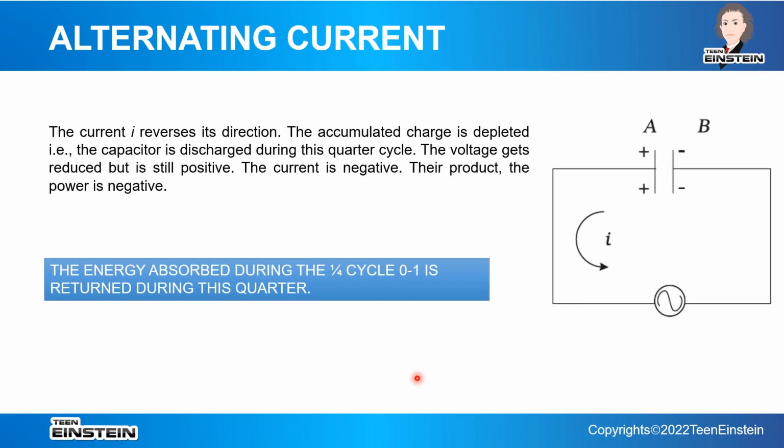Now let's look at the next quarter cycle. Now what happens? The current I reverses its direction. The accumulated charge is depleted. The capacitor is discharged during this quarter cycle. The voltage gets reduced, but it is still positive. The next 1 by 4th is going to be the voltage that is reducing but still positive, but the current is negative. So their product, the power, is also going to be negative.